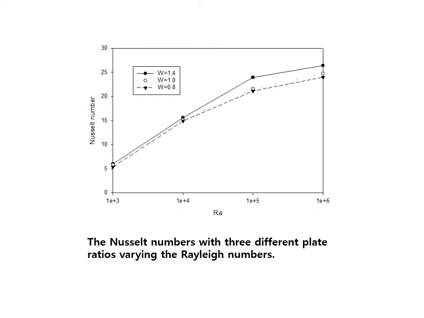The next one, okay, let's see the Nusselt numbers with three different plate ratios with varying Rayleigh number. This one is from 0.8 to 1.4. You see, with increasing Rayleigh number, the Nusselt number increases rapidly at first. After this point, the increase slows down.